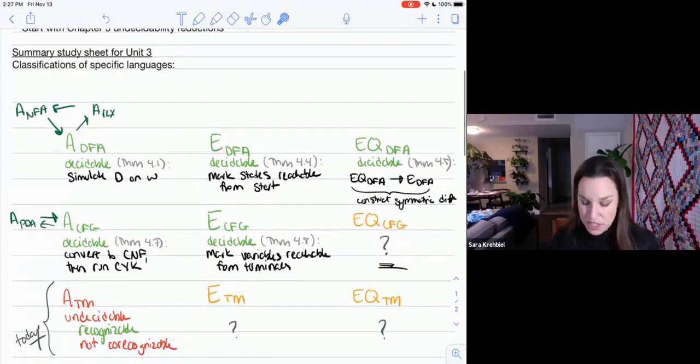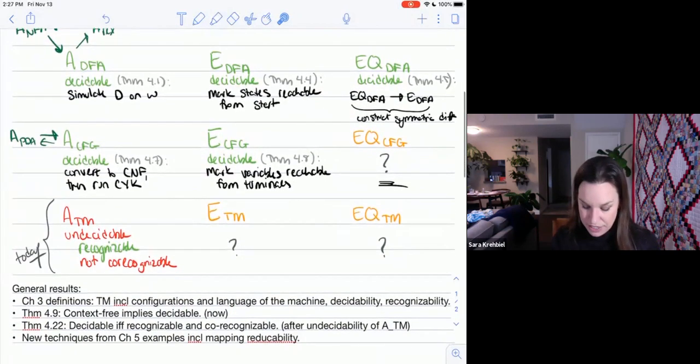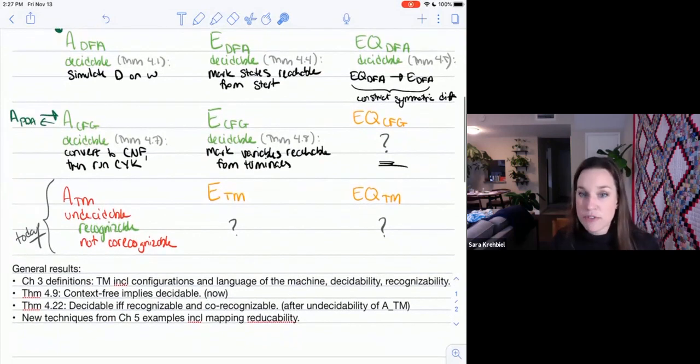So the other thing you should be keeping track of, as well as just these classifications of these languages, are whatever general results come along that aren't about a particular language, but they're about a technique that you can apply to maybe many of these languages. So you should definitely be up to speed on the definitions of Turing machines, including what a configuration is, what it means to be in the language of the machine. Decidability and recognizability are definitions to have top of mind.